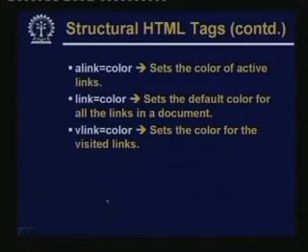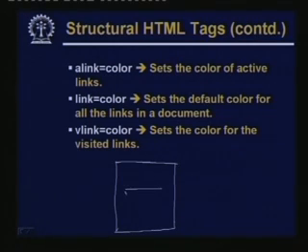Now in addition to these three attributes, there are other attributes also. You may be aware that an HTML document contains links to other documents. There may be some portions which are clickable. If you click on the mouse, you go to some other document. These are called hyperlinks. Now, you can specify the color of the hyperlinks, the color in which they will appear.